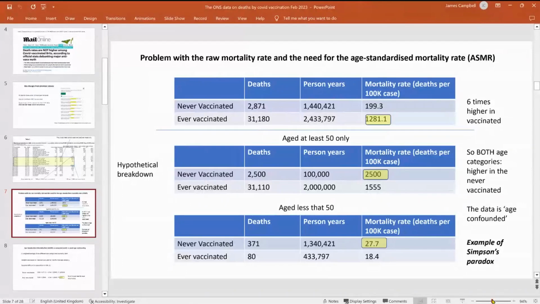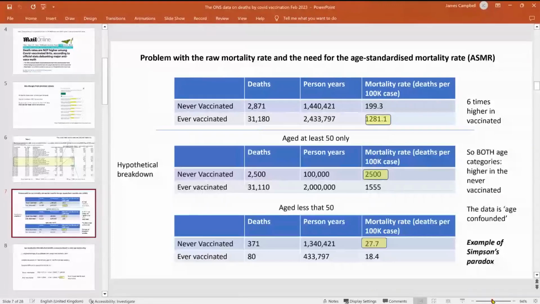So although overall the raw mortality rate is higher in the ever vaccinated, it's actually lower in each of the different age categories. And that's an example of what's called Simpson's paradox. It's because of this idea of age confounding, which is why you need to look at the different age breakdowns. The age standardized mortality metric is supposed to do that.